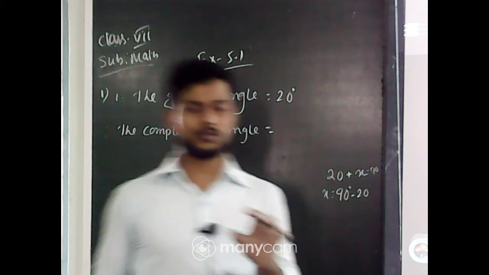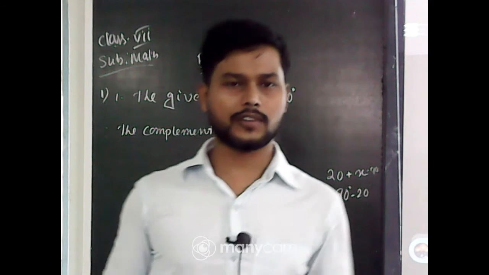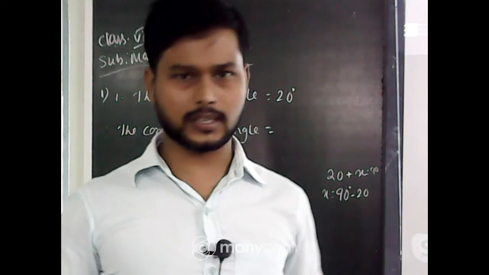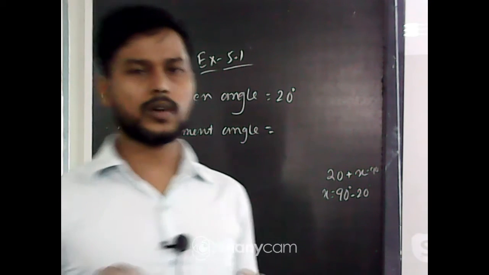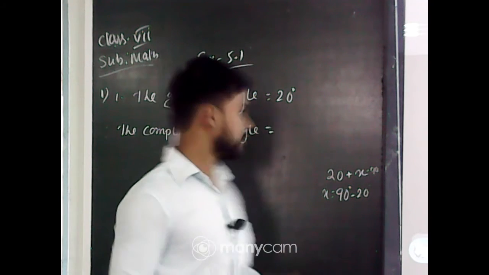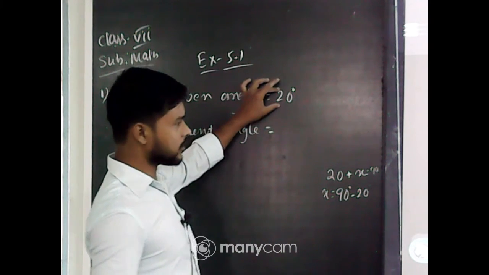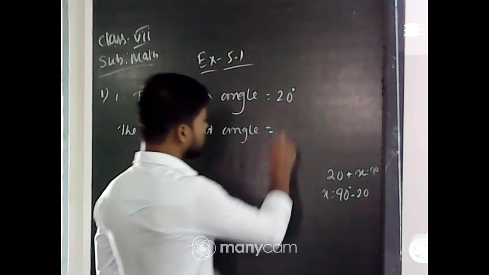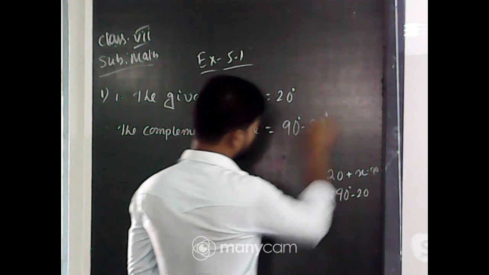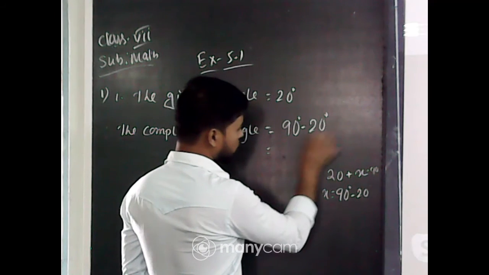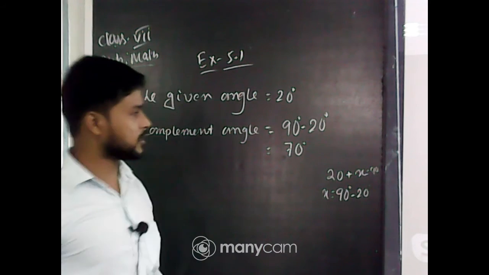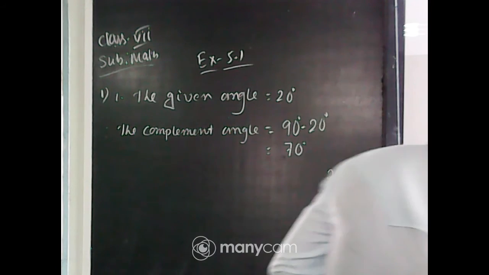To find the complementary angle of a given angle, we just subtract the angle from 90 degrees. What do you have to do? We have to just subtract the angle from 90 degrees. So the angle given is 20 degrees. What is the complementary angle? It will be 90 degrees minus 20 degrees. If we subtract 20 from 90, the answer will be 70 degrees. Yes, very good. The answer is 70 degrees.